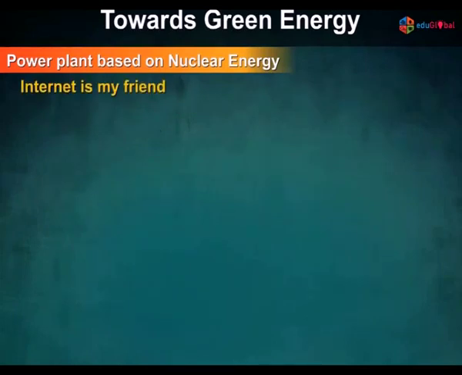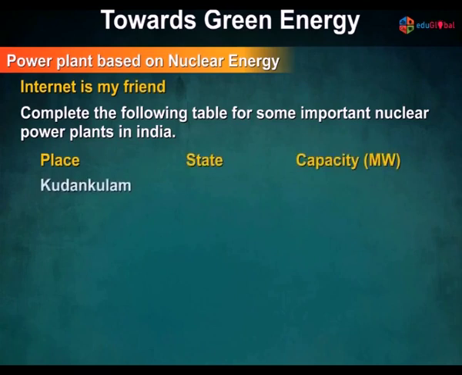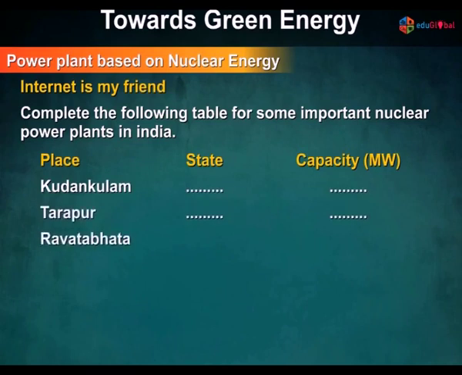Internet is my friend. Complete the following table for some important nuclear power plants in India. Place, state, capacity in megawatt. Kudankulam, Tarapur, Rawatbhata, Kaiga.